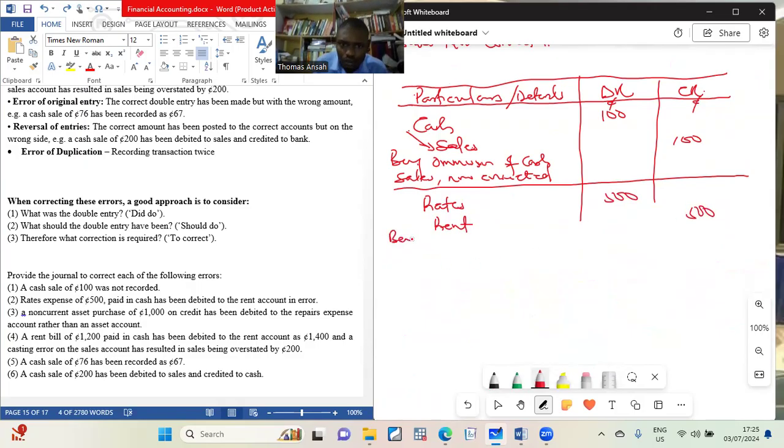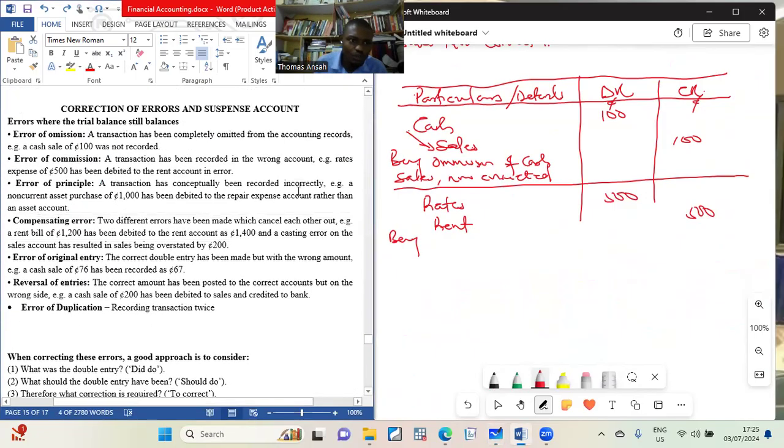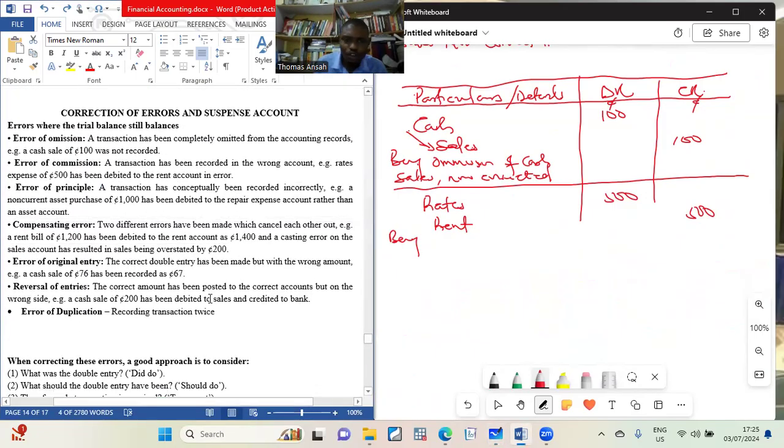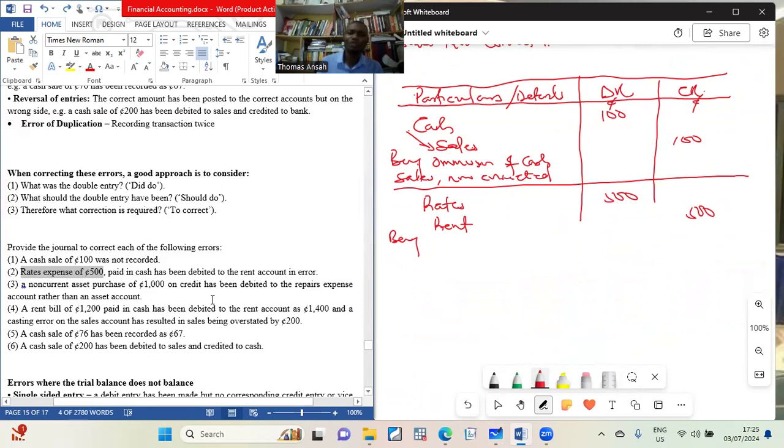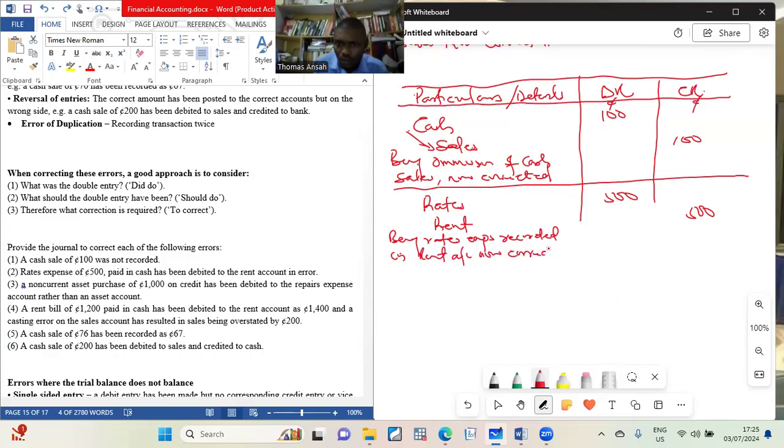So you write, being, this is the one we learned where you put it in the wrong account, error of commission. But you don't write "error of commission now corrected"; you can't remember those things. So you say, being rates expense recorded in rent account now corrected.